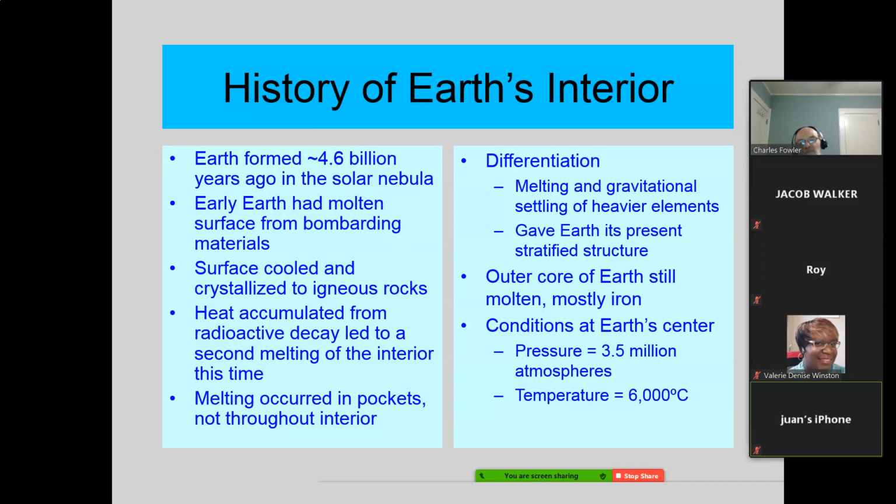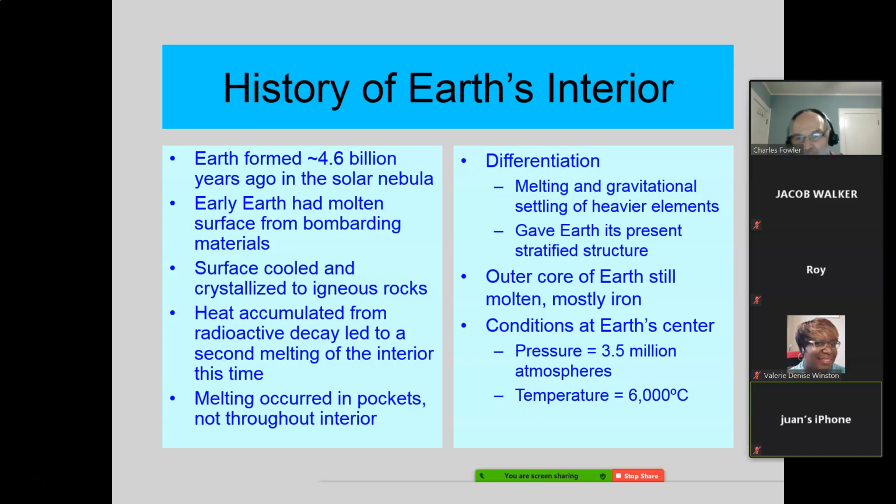The surface slowly cooled and crystallized. And what does molten material crystallize to? Good old igneous rocks. Okay? That's why all rocks were at one time igneous rocks, because we were all a molten planet, so everything was igneous then. But then the rock cycle started over billions of years, and things have changed a lot.